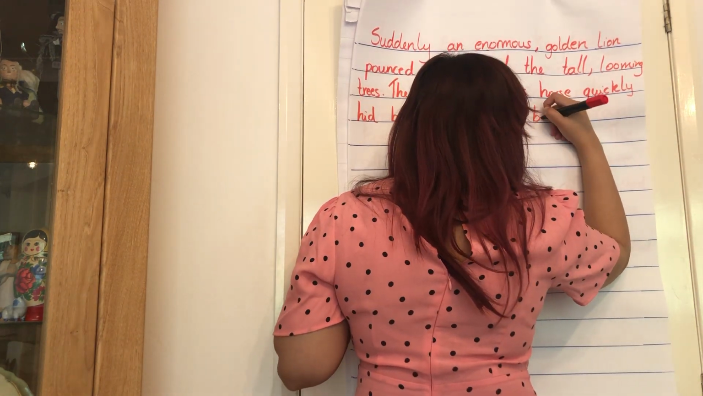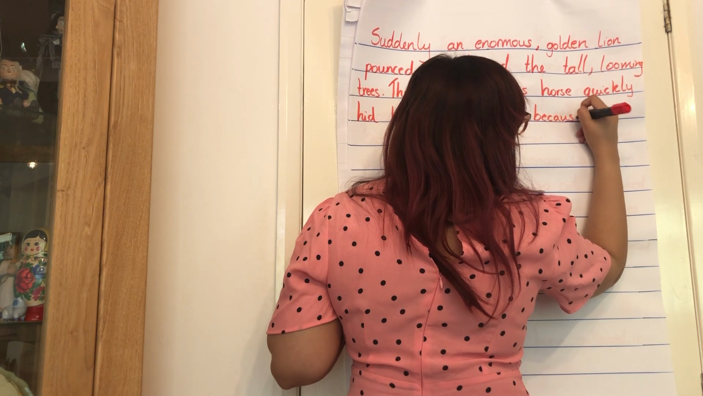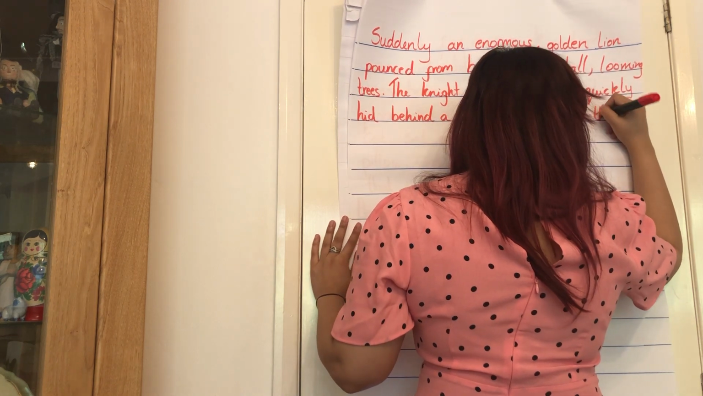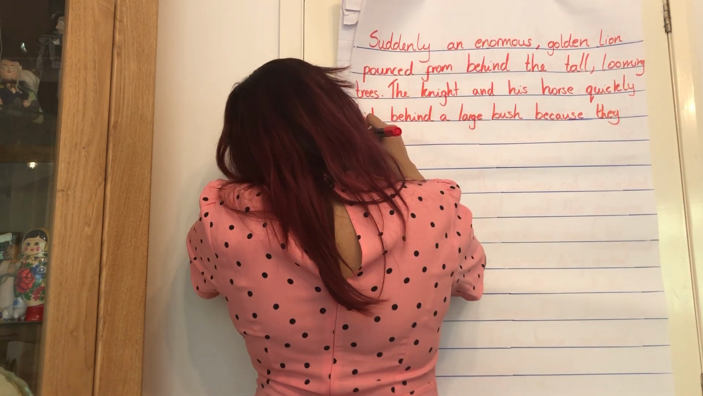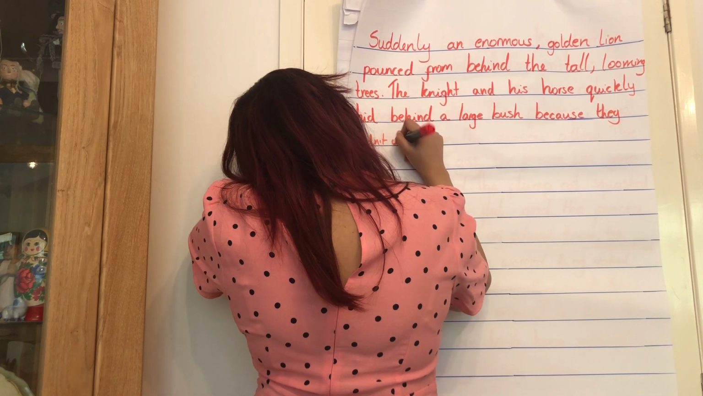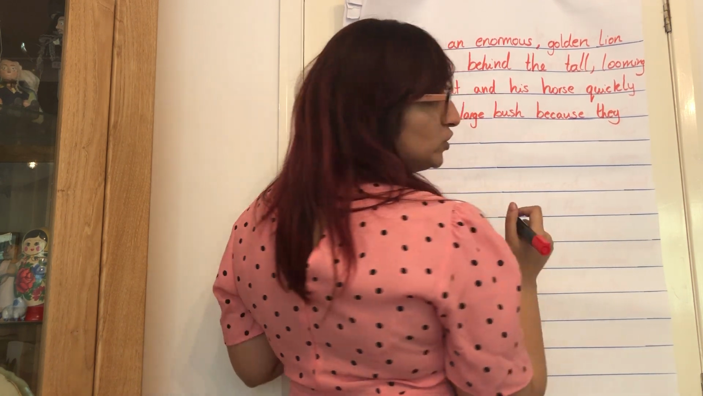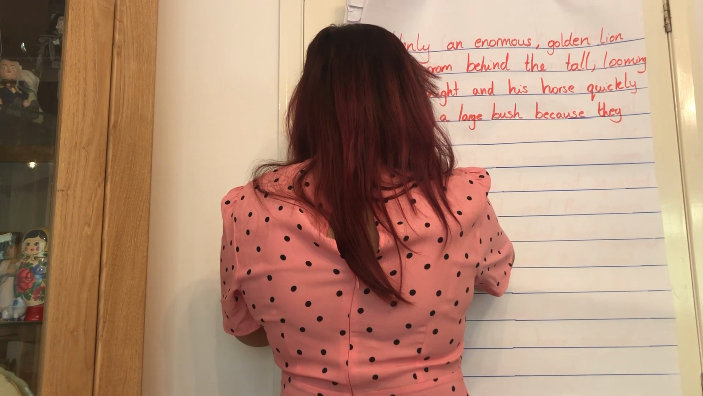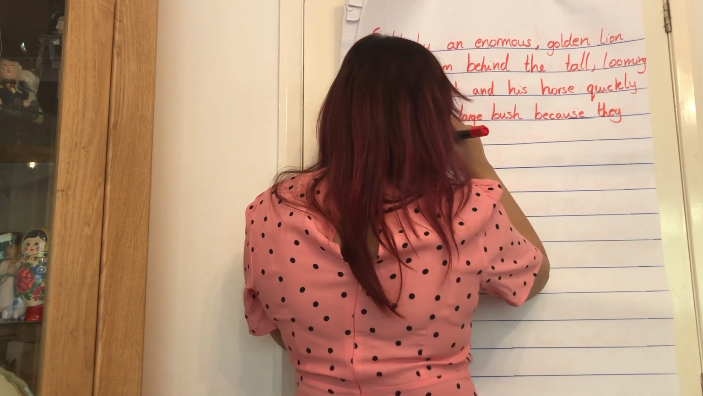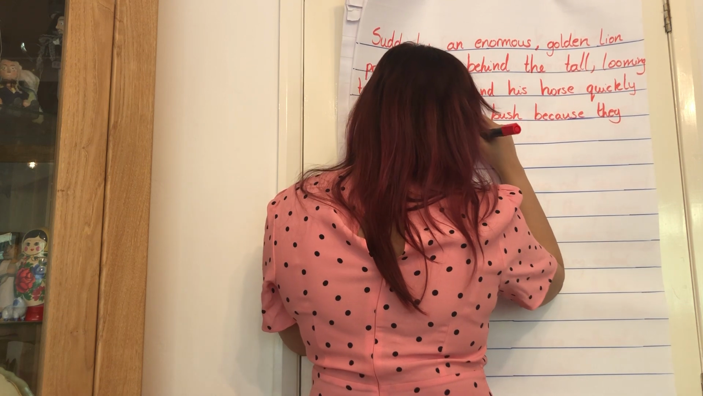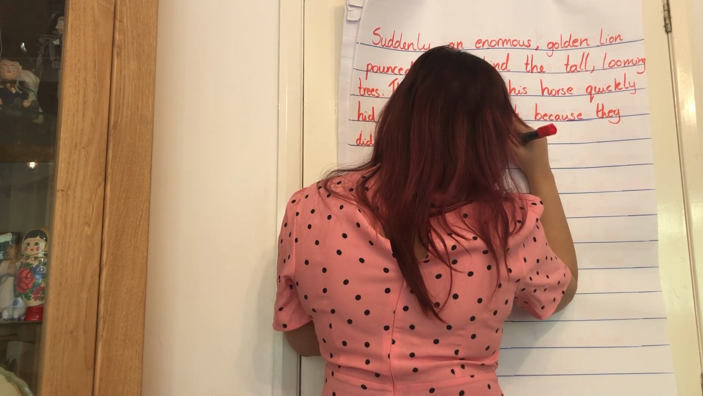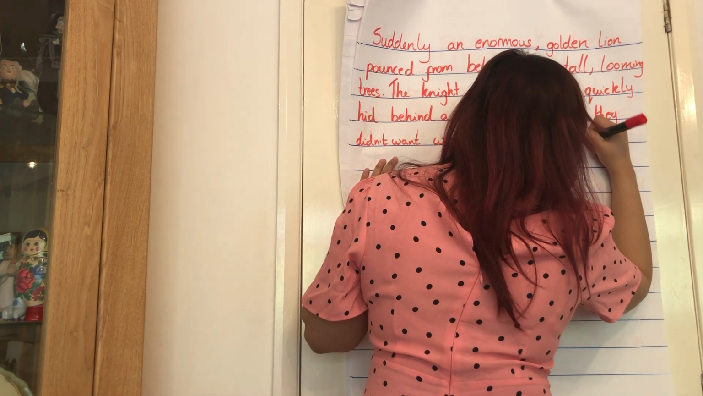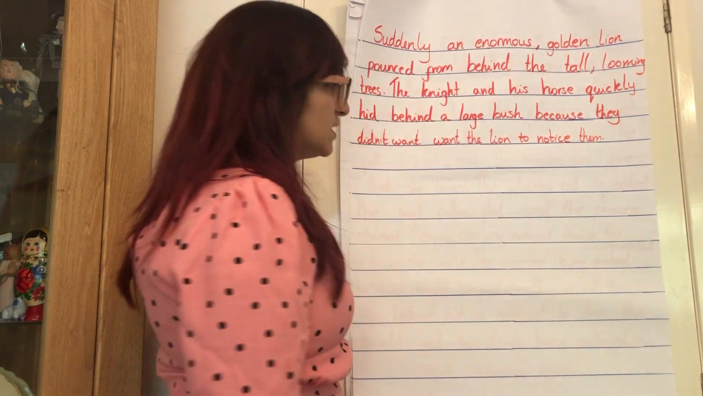So remember, big elephants can always understand small elephants because, so large bush because they didn't want the lion to notice them. Rather than see them, we're going to say notice them. Didn't want the lion to notice them.